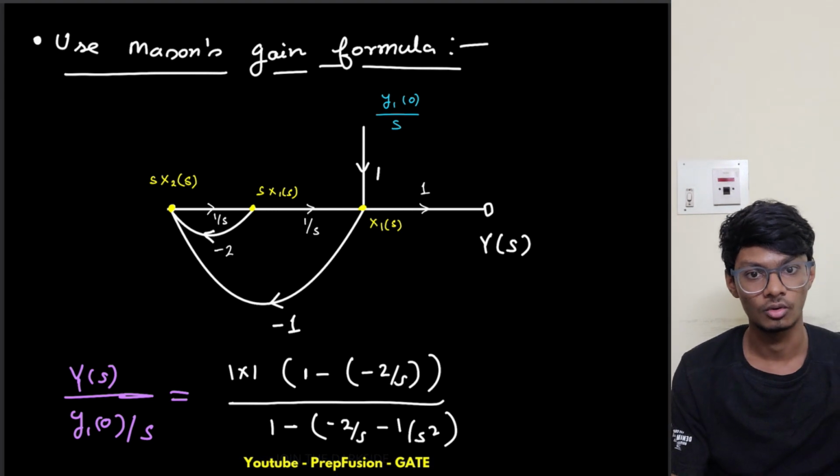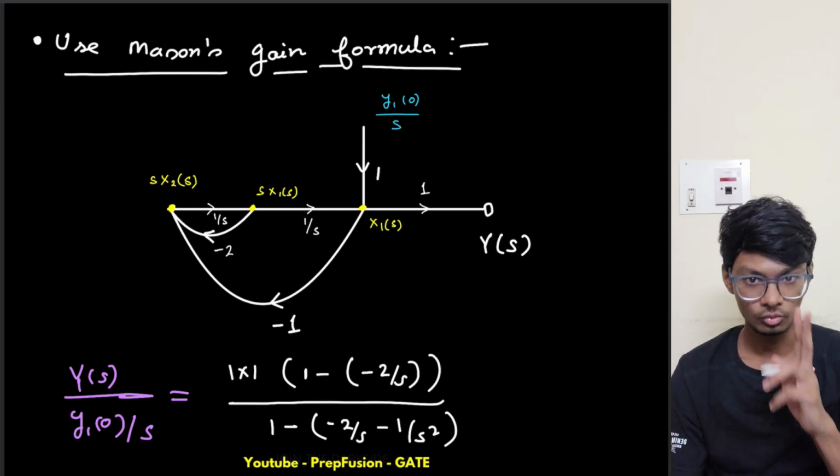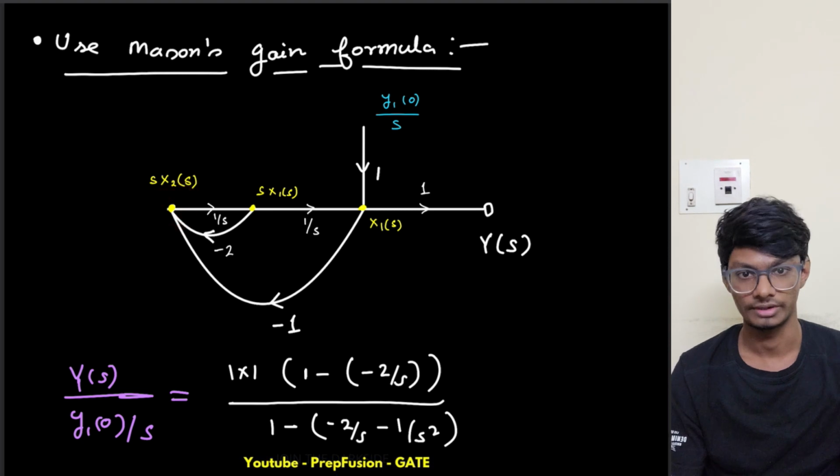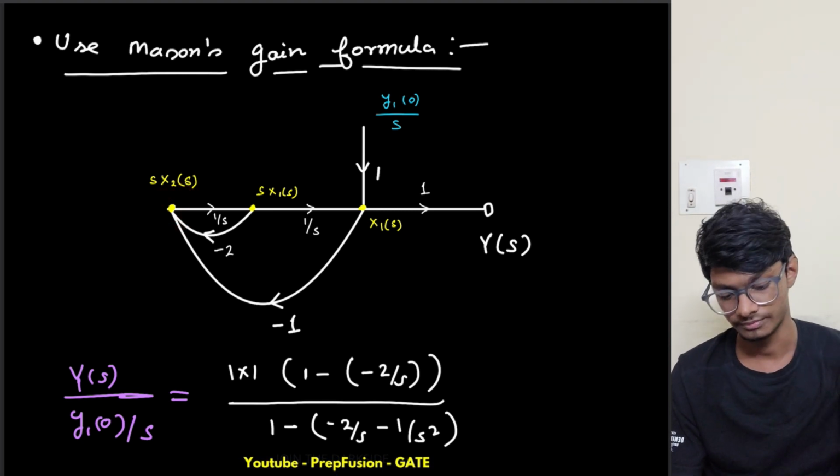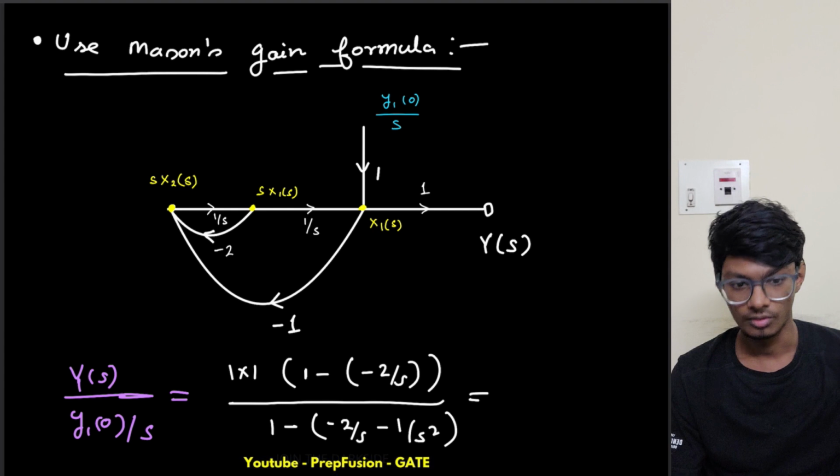Do we have any non-touching loops? No, we have only two loops and they are touching here, right? So we don't have any two non-touching loops, right? So what will be the solution for this?